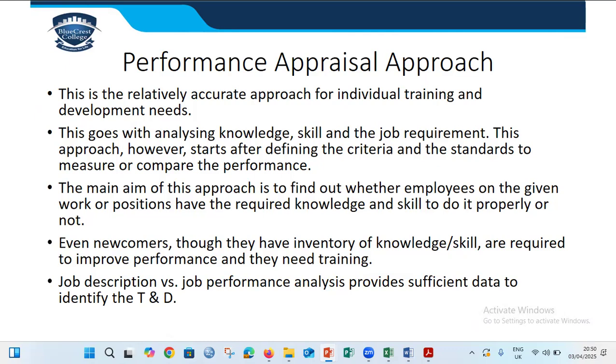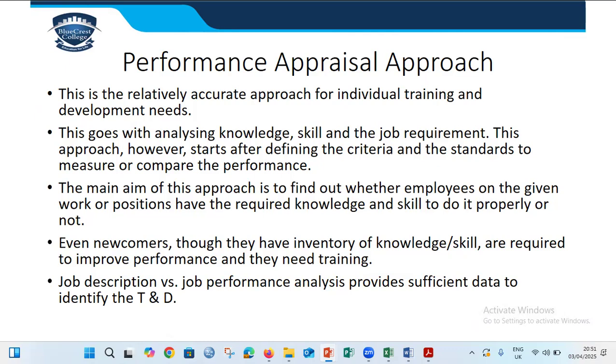Okay. The main aim of this approach is to find out whether employees on the given work or positions have the required knowledge and skill to do it appropriately or not. So that's all you want to check. You want to check and see if the skills and experience of a particular employee meet what you have documented as the expected work that has to be done. Okay. So when this is done, even newcomers, though they have inventory of knowledge and skills, are required to improve performance, and they need training.